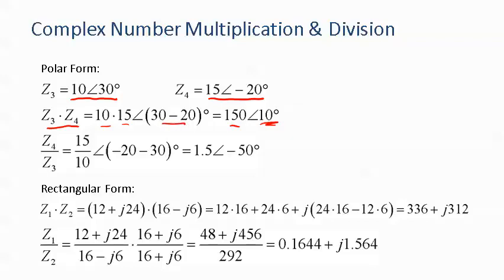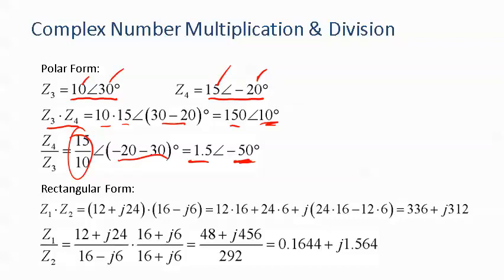And notice I'm using degrees. This is perfectly okay when you do this. Now the quotient. Let's divide Z4 by Z3. To do that, I'll take the magnitude of Z4 divided by the magnitude of Z3 and get 1.5. For the angles, I'm going to take the difference. Since I'm dividing Z4 by Z3, I take minus 20 degrees minus 30 degrees, so we get a total of minus 50 degrees for that. It's the algebraic difference of the angles for division.